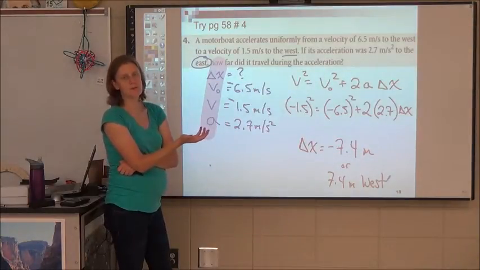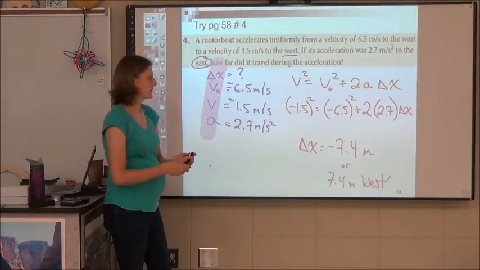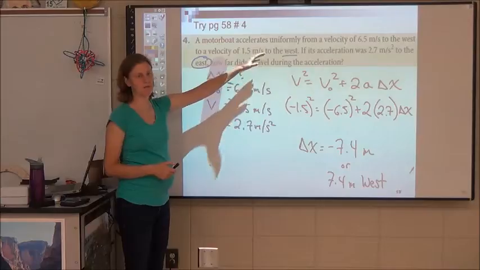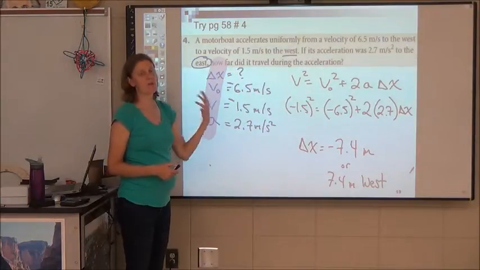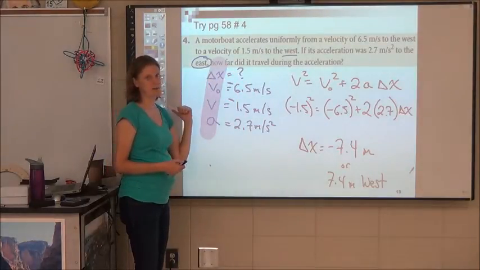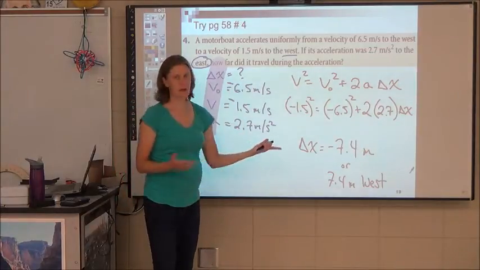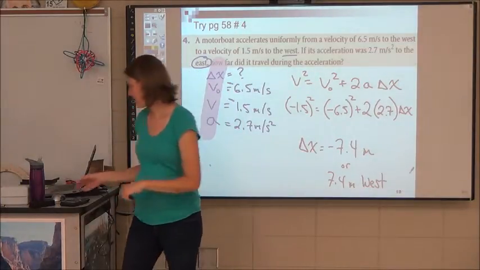Certainly makes sense that this boat is still moving to the west. Its final velocity is 1.5 meters per second west, so it's still going west. It's slowing down, but it's slowing down while moving west. All right, and that's how you attack a kinematics problem.